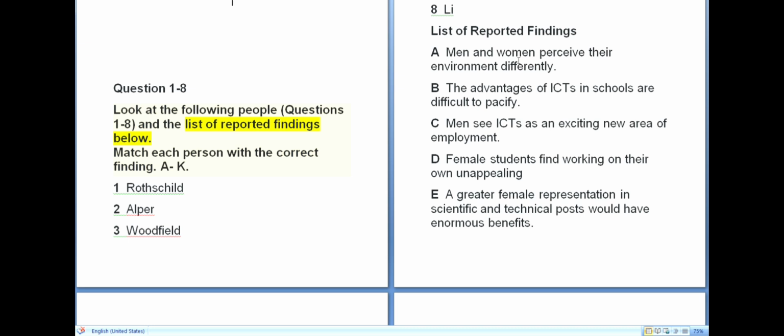So the first one, men and women perceive their environment differently. Perceive is to understand. What are these people doing? Both the genders understand their environment in a different way. That means there is no similarity. Option B, the advantages of ICTs. What is ICTs? We have just read in the first paragraph of the passage, which is information and communication technologies. So it says the advantages of ICTs in schools are different to pacify. Pacify is to understand or to relate.